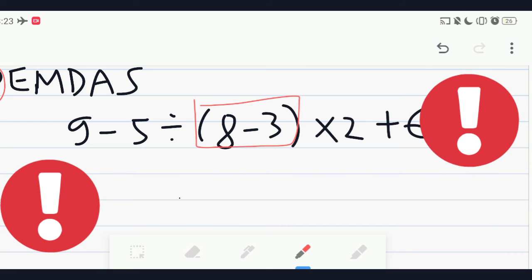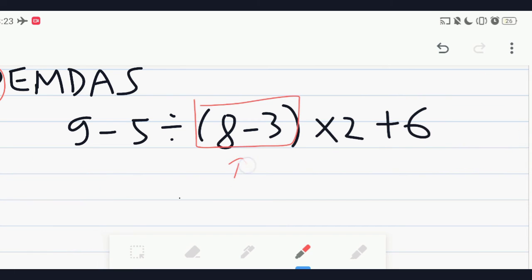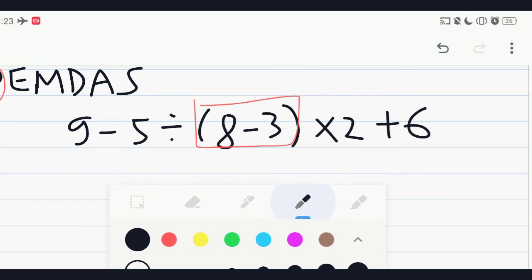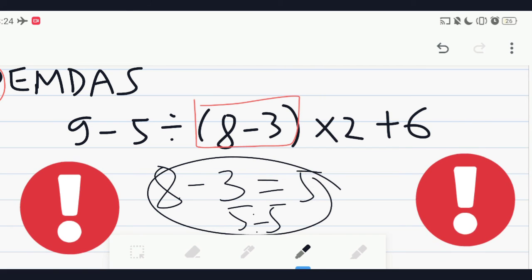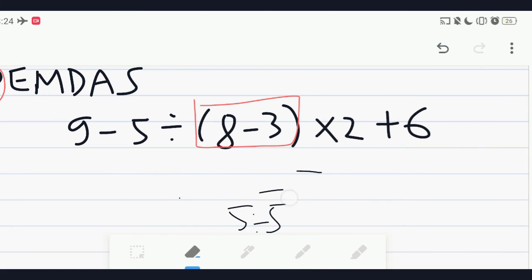What do I mean? For example, you know that you have to do the parentheses first, right? But if you write it one by one, you make it like this: 8 minus 3 equals 5. After that, you will use the next operation. For example, this one is division, right? So 5 divided by 5. If you make it like this, one by one, I will mark it wrong, okay? That's why I said before, you have to write the numbers that you haven't processed yet.